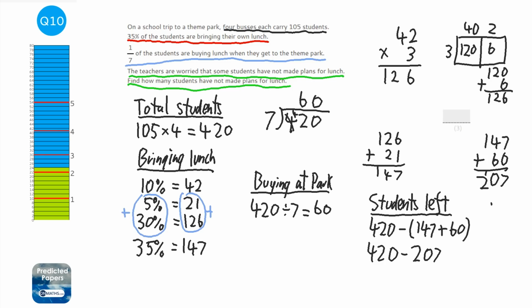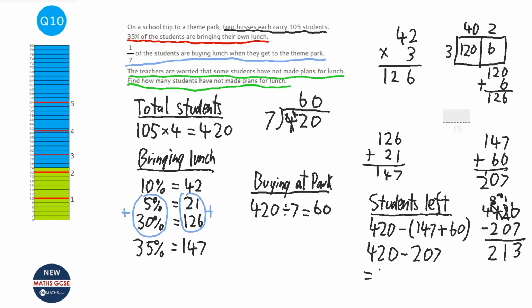And finally we need to work that out. So 420 take away 207. You can't do 0 take away 7, so we nick 1 there. 10 take away 7 is 3. We need to nick 1 there as well. So 11 take away 0. Oh no, I don't need to nick 1 there, do I? So we've just got 1, so that's 1. 4 take away 2 is 2. So the answer is 213.